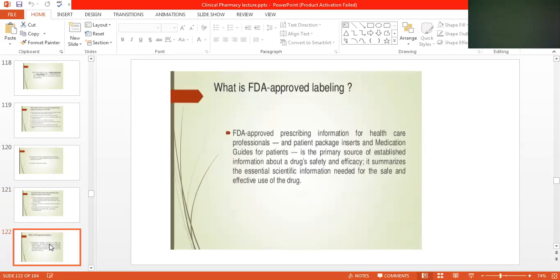What is FDA approved labeling? The label on the drug. It is FDA-approved prescribing information for healthcare professionals and patients, package inserts and medication guides for patients. This is a must: each and every package of a drug must contain a leaflet insert or prescription information. It is the primary source of established information about drug safety and efficacy. It summarizes the essential scientific information needed for the safe and effective use of drugs, meaning route of administration should be there, the quantity of the drug, and some more information about the drug.